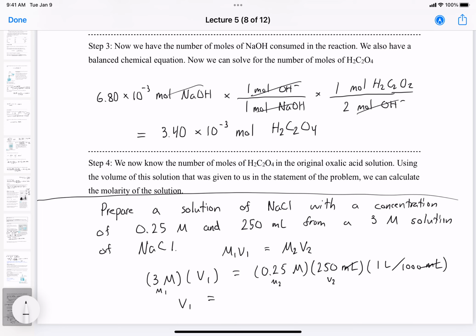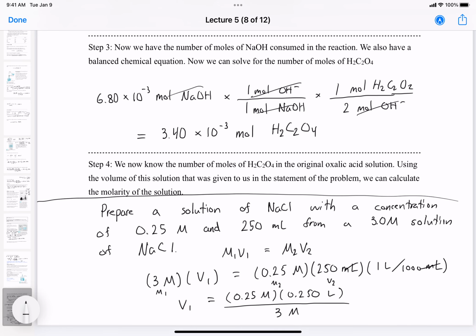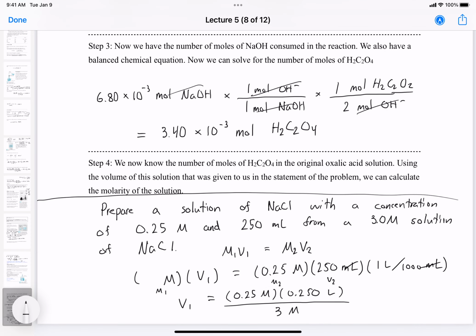So V1 equals 0.25 molar times, in this case, this will reduce to 0.250 liters divided by 3 molar. So we just divided. Let me just put a 0 here so it actually has proper sig figs. Usually when we make solutions, we want at least one decimal point, so 3.0 molar here. See, the molar and molarity will cancel, and then we solve for volume here.